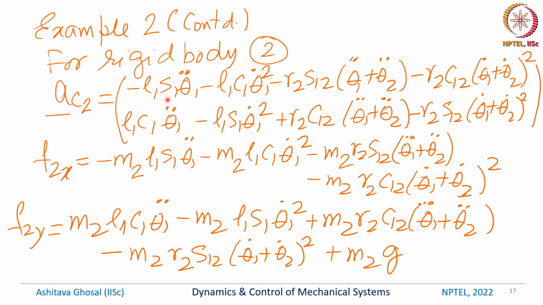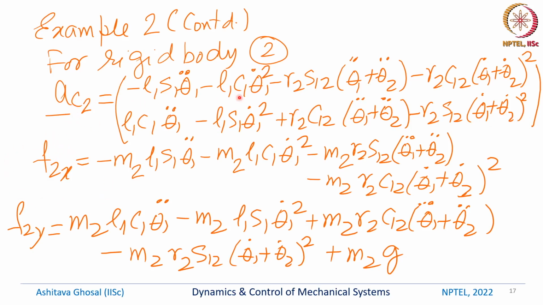S1 means sine theta 1, C1 means cos theta 1, S12 means sine of theta 1 plus theta 2, and C12 means cos of theta 1 plus theta 2. The y component will have L1 C1 theta 1 double dot minus L1 S1 theta 1 dot square plus R2 C12 theta 1 double dot plus theta 2 double dot minus R2 S12 theta 1 dot plus theta 2 dot whole square.